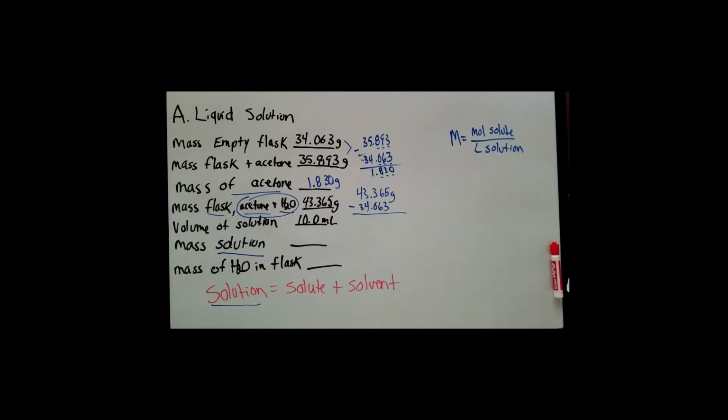So the mass of solution is going to be the acetone and the water together. To figure out the acetone and the water together, I'm subtracting out the empty flask, 4.063, and I get 9.302. So I have my solution. Well, how do you think I get just water by itself?